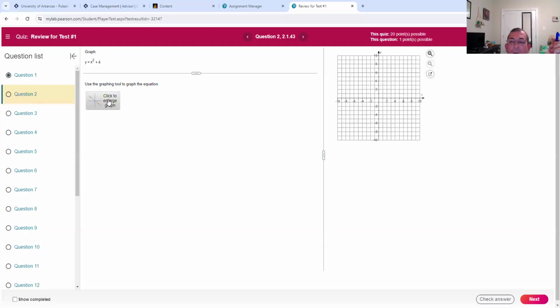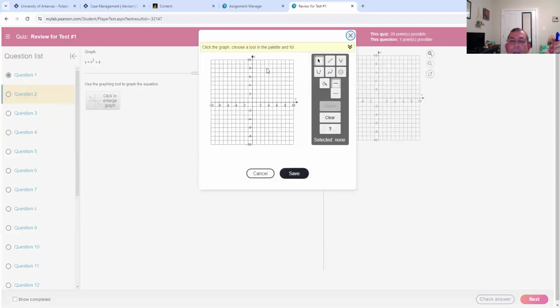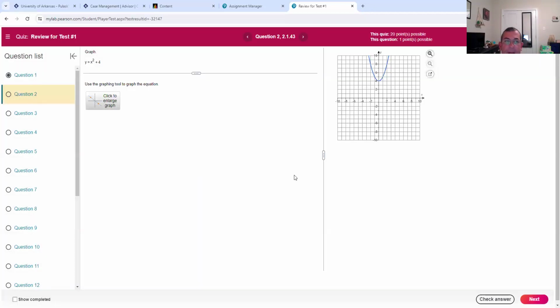So we're going to click to enlarge graph. We're going to choose the 3-point quadratic tool. And then just plot our points. We had -1, up 5. I had 0, up 4. And then I had 1, up 5. So y'all, you plot them 3 points. There's our parabola. Looks just like the calculator. So I'll save that and move on to the next.